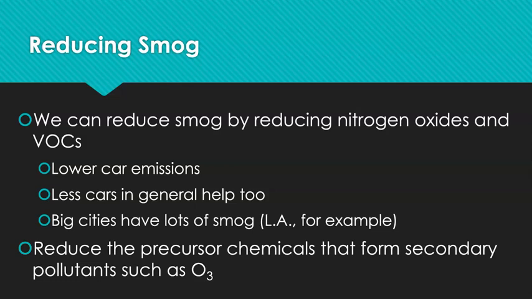We can also try to reduce some of the precursor chemicals that form the secondary pollutants, such as ozone. We can't really target the problematic secondary pollutants because they're an atmospheric reaction, but we can try to stop the primary pollutants that lead to their creation.